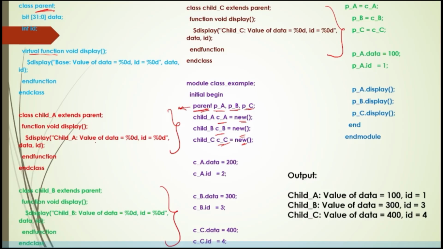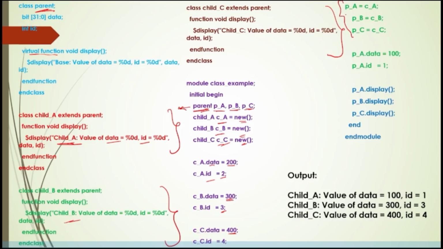Now my child class method consists of data and id. Within the data and id, I am assigning 202 in CA, 303 within CB, and within the third child class, I am assigning 404. Now what happens if you display it like this? Child A will get 202, child B will get 303, and child C will get 404. Why? Because I have assigned them.